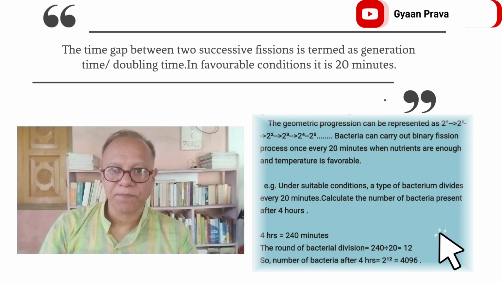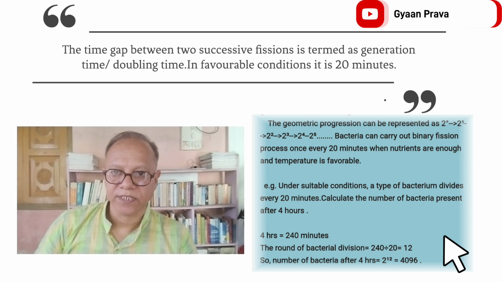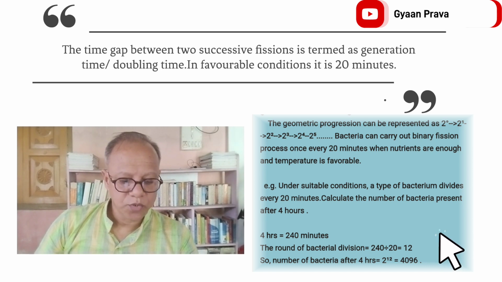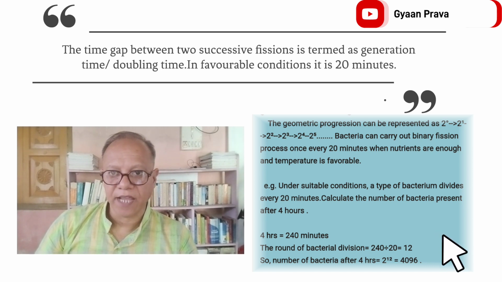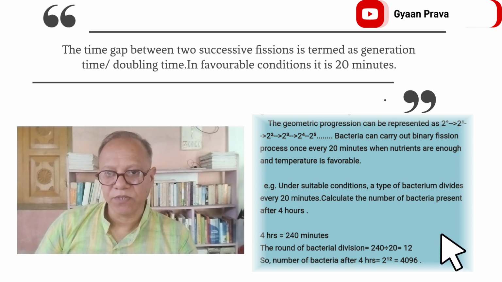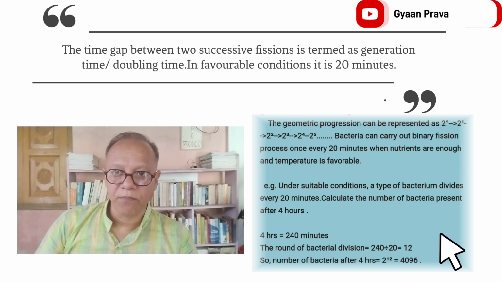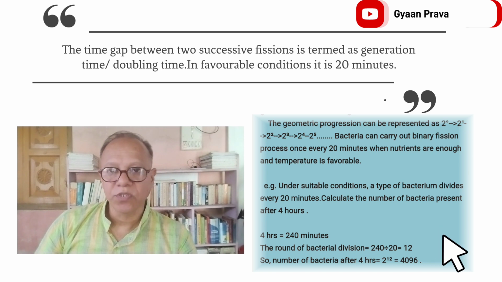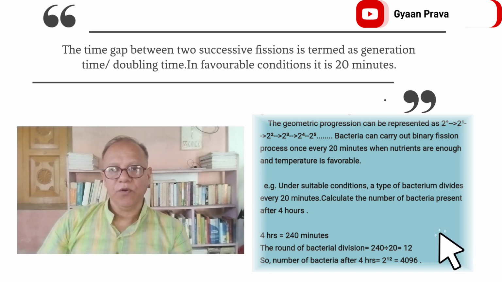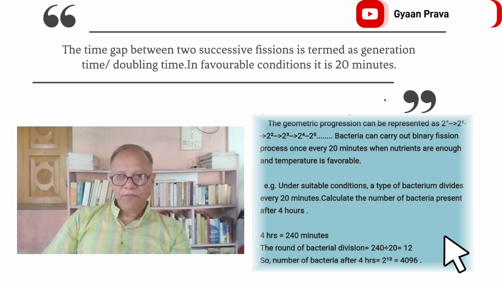If the specific time is 4 hours, then the total is 240 minutes, and n will be 240 divided by 20, which equals 12. Okay, so the total number of offspring will be 2 to the power 12, that is 4096 in 4 hours.